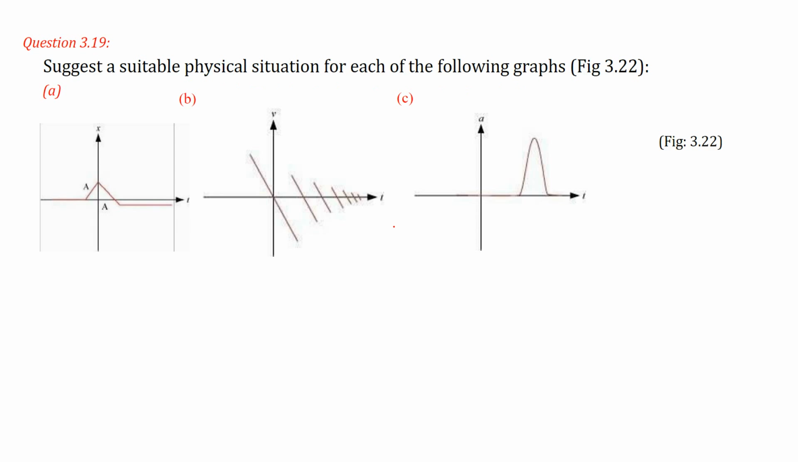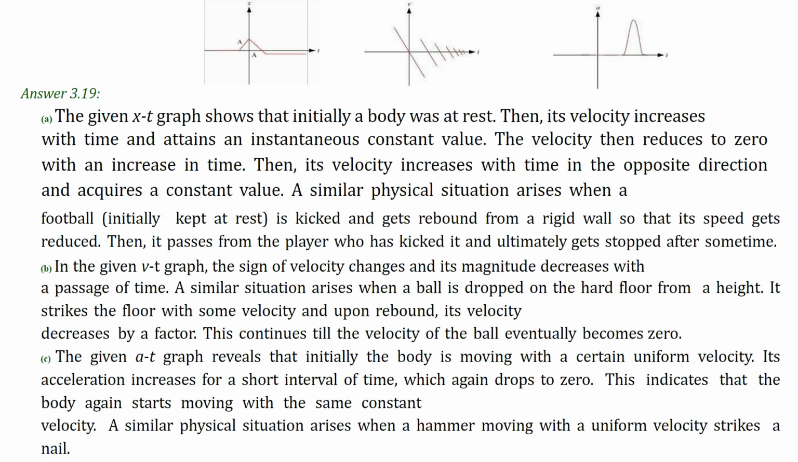You have to suggest a suitable physical situation for each of these graphs. See, the first graph, this is an x-t graph. It shows that the body is at rest. Then its velocity increases with time and it attains a constant value here. The velocity then decreases to 0 and increases again, in the opposite direction, and it acquires a constant value. This situation comes where? A football, when it is kicked, it hits and comes back. This is the physical scenario which can explain this graph.